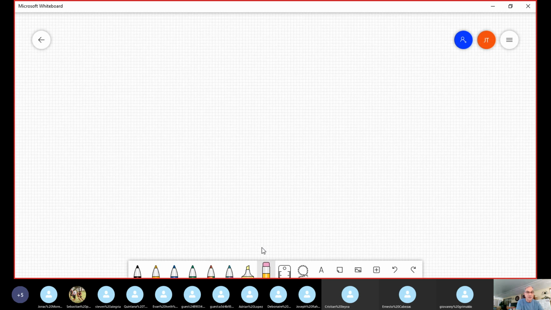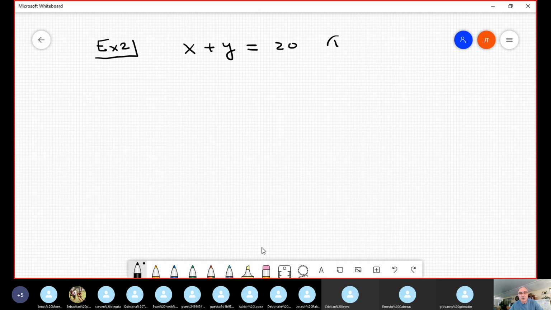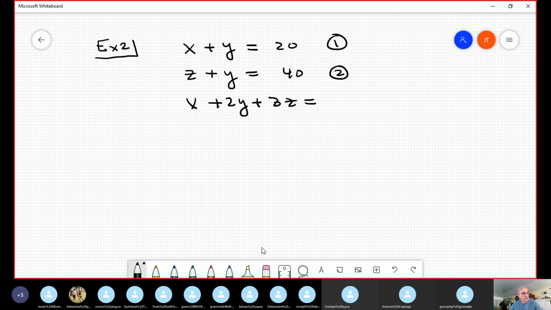Okay, suppose this system. Example 2. My question: write the augmented matrix associated with this system. You have x plus y equal 20, and this is my equation 1. Y plus z equal 40, this is my equation 2. And the third is x plus 2y plus 3z equal 60. This is equation 3.